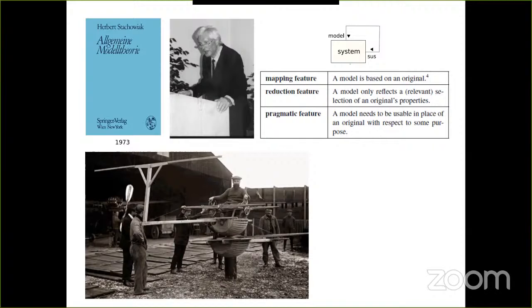And there's, of course, the pragmatic feature that a model needs to be usable in place of an original with respect to some purpose, and of course, with respect to some properties. We always have something in mind why we build this model. This is usually related to analyzing certain properties.